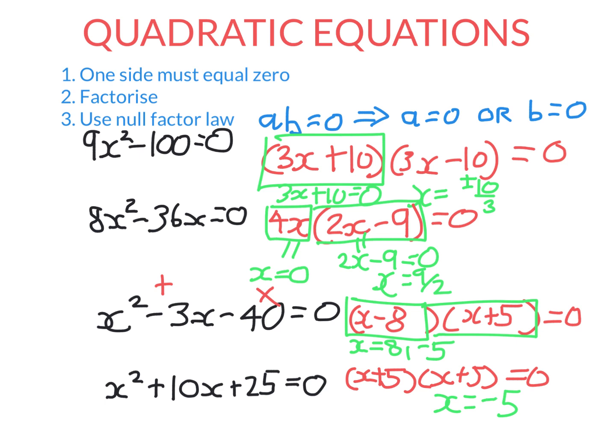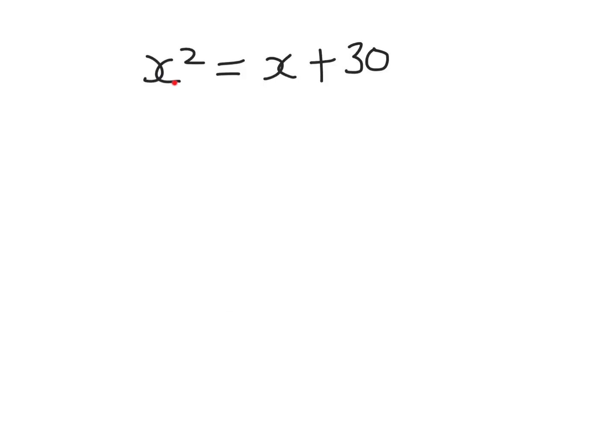All right, let's now look at an example where step 1 is not done for us. So let's say we have something like x squared equals x plus 30. Before we can factorize, one side must be equal to 0. This is actually easy to obtain. All we have to do is get rid of everything on one side of the equation. So I can make this side equal to 0 if I subtract x from both sides. So I get x squared minus x. Remember, these are not like terms, so I can't simplify this. And then on the right-hand side, I'm just left with 30.